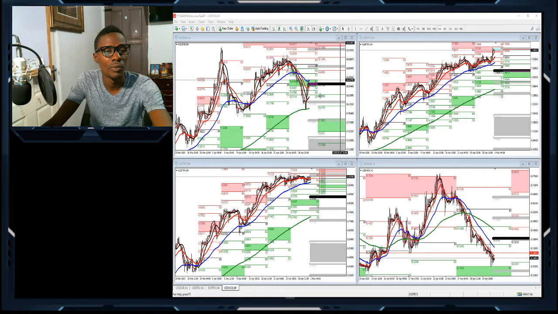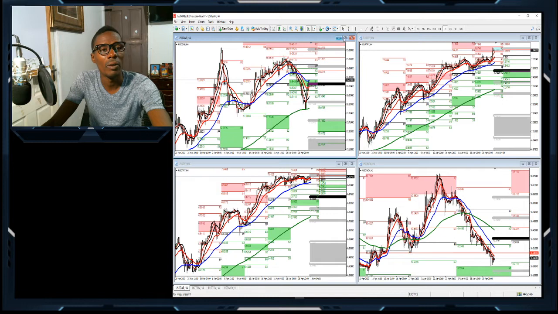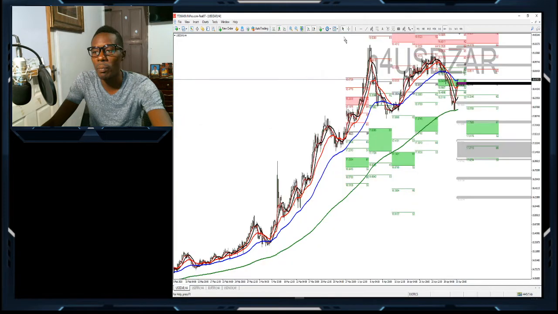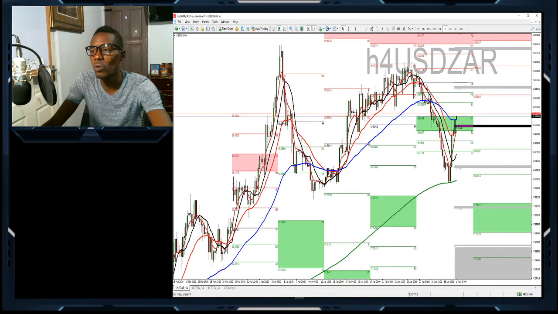Cool. Alright, so let us pop up the Eurozar right now on the 4-hour time frame. Let us zoom it out a bit so you guys maybe can see the price and the price action.